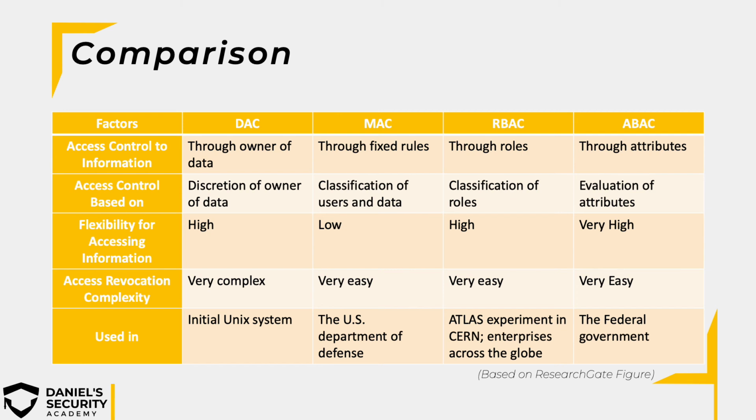And the same goes for the flexibility of access and information, because as you can imagine, MAC is not very flexible, because you only have 4 clearance levels, and those clearance levels determine what kind of access or information can be accessed. But for RBAC and ABAC, it is high or very high, because you can define as many roles and attributes as you want to.